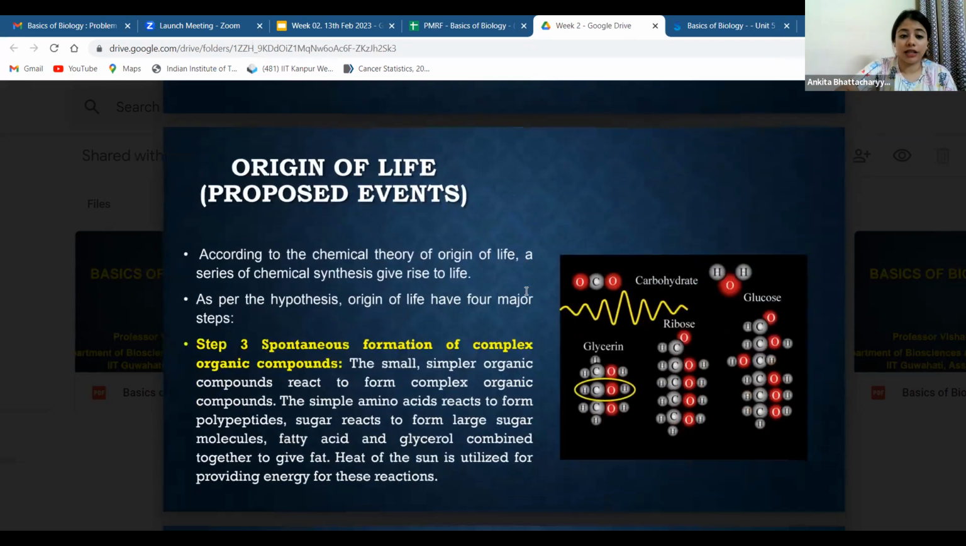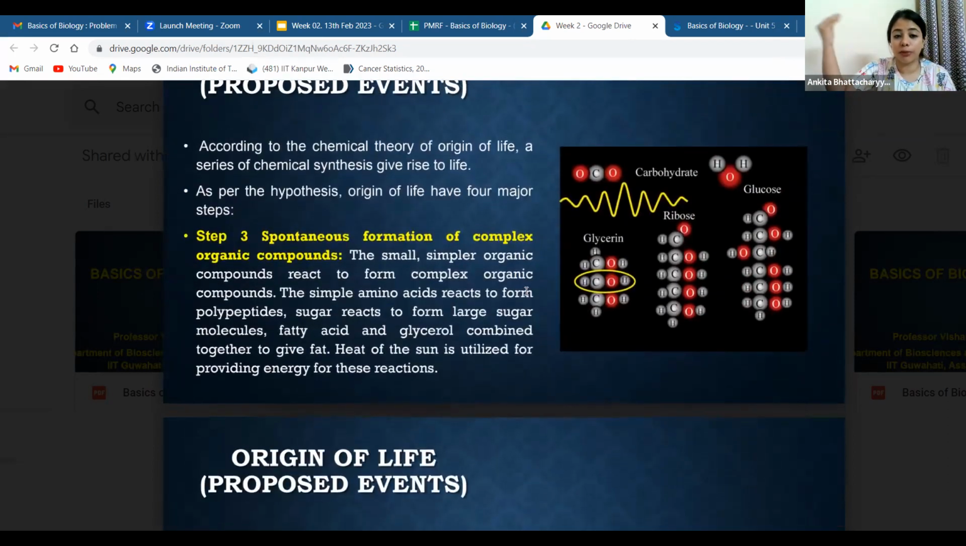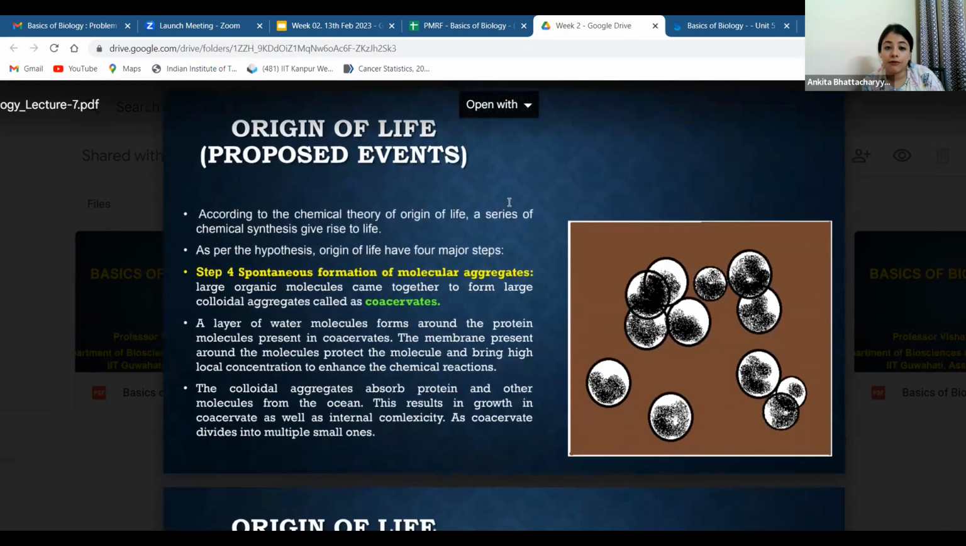And from there on, in the third step, they proposed that there would be more complicated organic compounds. So the simple monomers that they said would be obtained in step 2 would then aggregate or cluster to form more complicated or higher order structures. Like here you can see there's glucose, it's not a monomeric structure, right? It's made up of different entities, which is giving rise to one sugar, then ribose, glycerin, and so on and so forth. And in step 4, which is actually a bigger step.